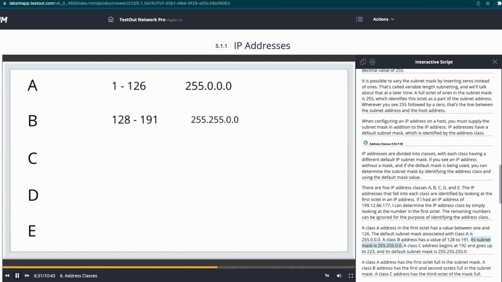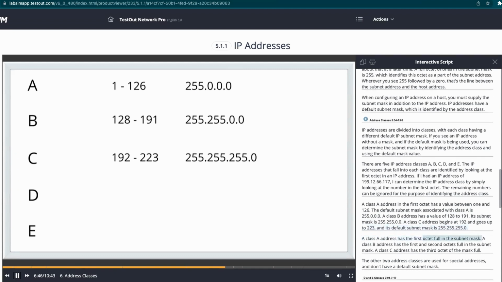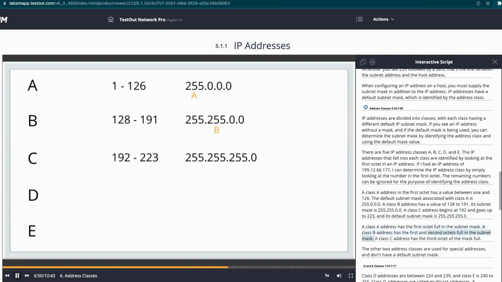Its subnet mask is 255.255.0.0. A Class C address begins at 192 and goes up to 223, and its default subnet mask is 255.255.255.0. A Class A address has the first octet full in the subnet mask. A Class B address has the first and second octets full in the subnet mask. A Class C address has the third octet of the mask full.